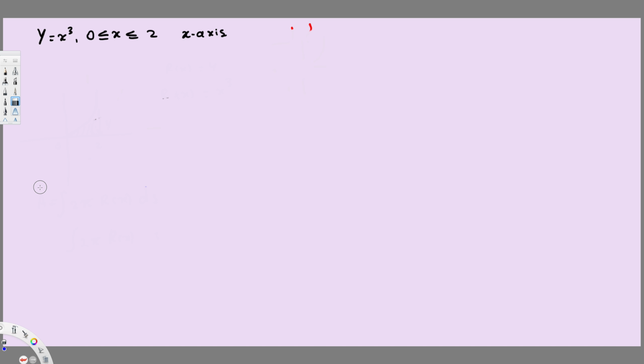Let's do this problem right here. The question is asking to find the surface area bounded by this region. So let's go ahead and draw the graph first.